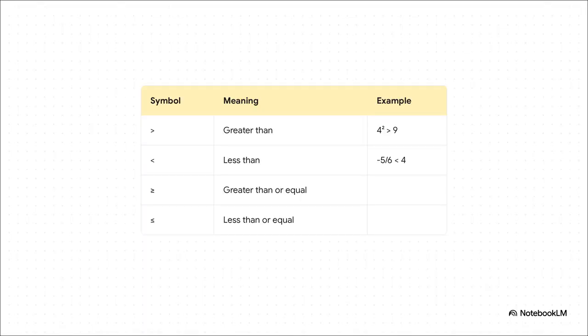To actually write these relationships out, we use 4 foundational symbols. First up, we've got the greater than symbol. For example, 4 squared is greater than 9. Since 4 squared is 16 and 16 is bigger than 9, that checks out perfectly. Next, we have the less than symbol. For instance, -5/6 is less than 4. Any negative number is going to be less than a positive one, so that makes total sense. Finally, we have the greater than or equal to and less than or equal to symbols. These look almost identical to the first two, but they have that little solid line underneath. All that means is the two sides could also exactly match. Think of these 4 symbols as the core vocabulary of our new secret language.